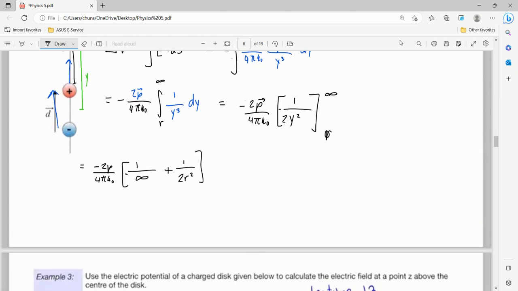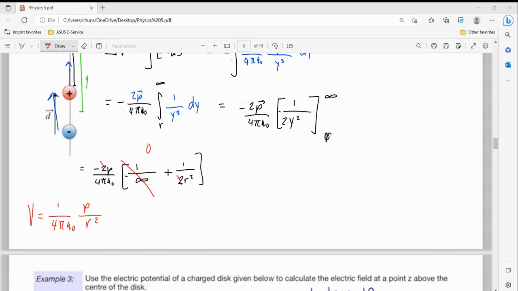Okay, so this is approximately 0, because if you have 1 over a really, really big number, that gives you a value that's close to 0. So we can take this infinity, cut it out, and we see that these are going to cancel. So our V is then p over 4 pi epsilon naught times 1 over r squared. I'm going to move that p over, actually. Have these p and 1 change places.